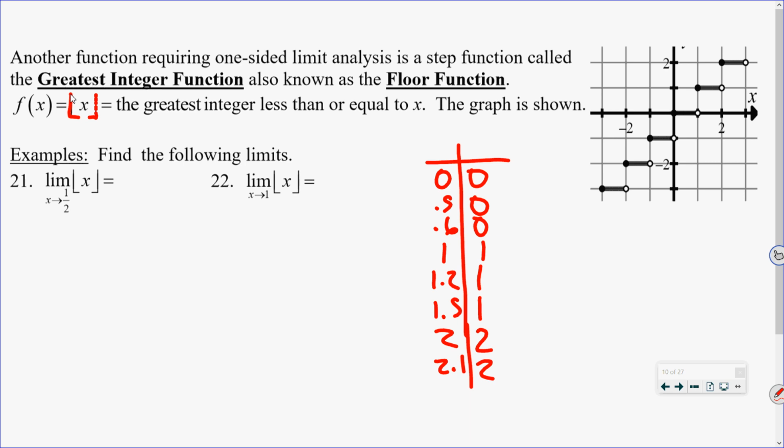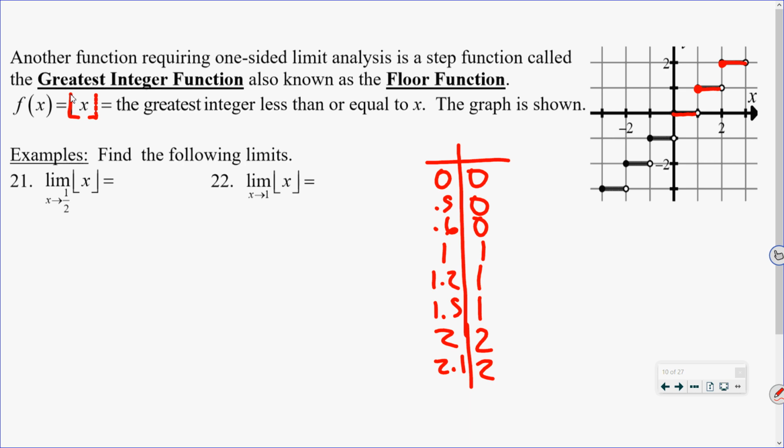So that's why it ends up looking like this, right? At 0, it's 0 all the way across. When I get to 1, it jumps up to here, goes across. I get to 2, it jumps up to there and goes across. So you're always rounding down, and that's why they call it the floor function, right? It's the bottom, because you're always rounding the number down.